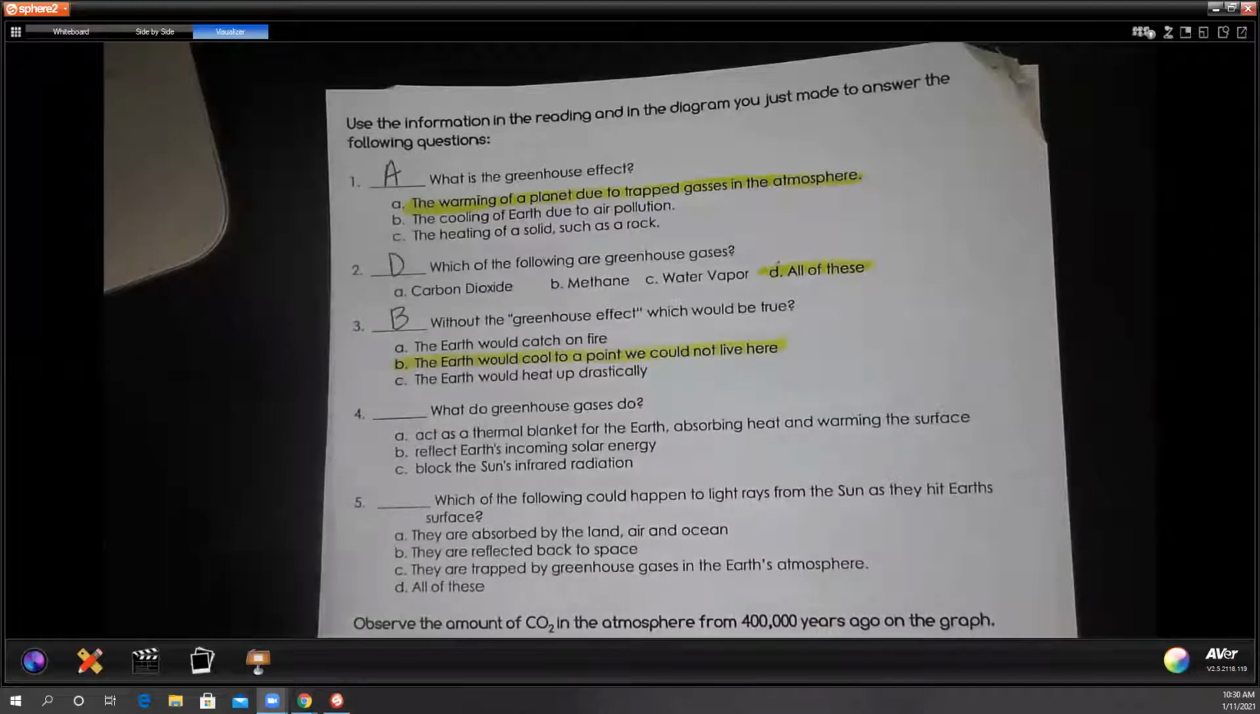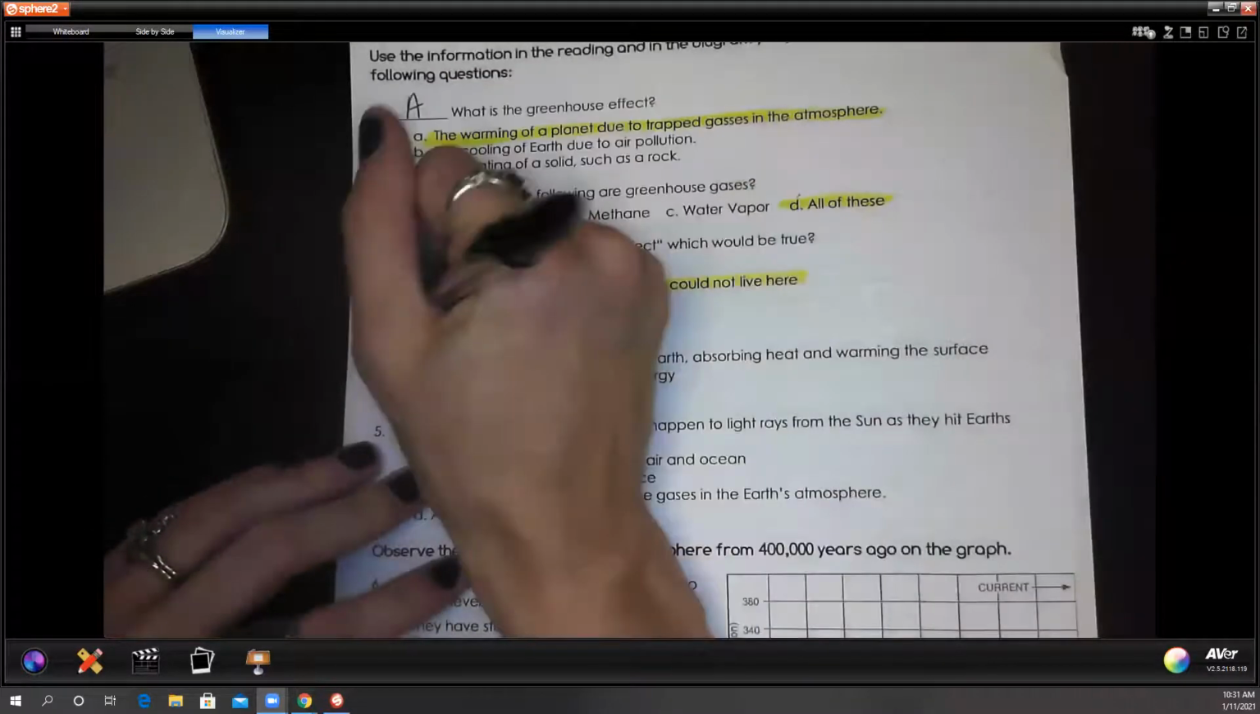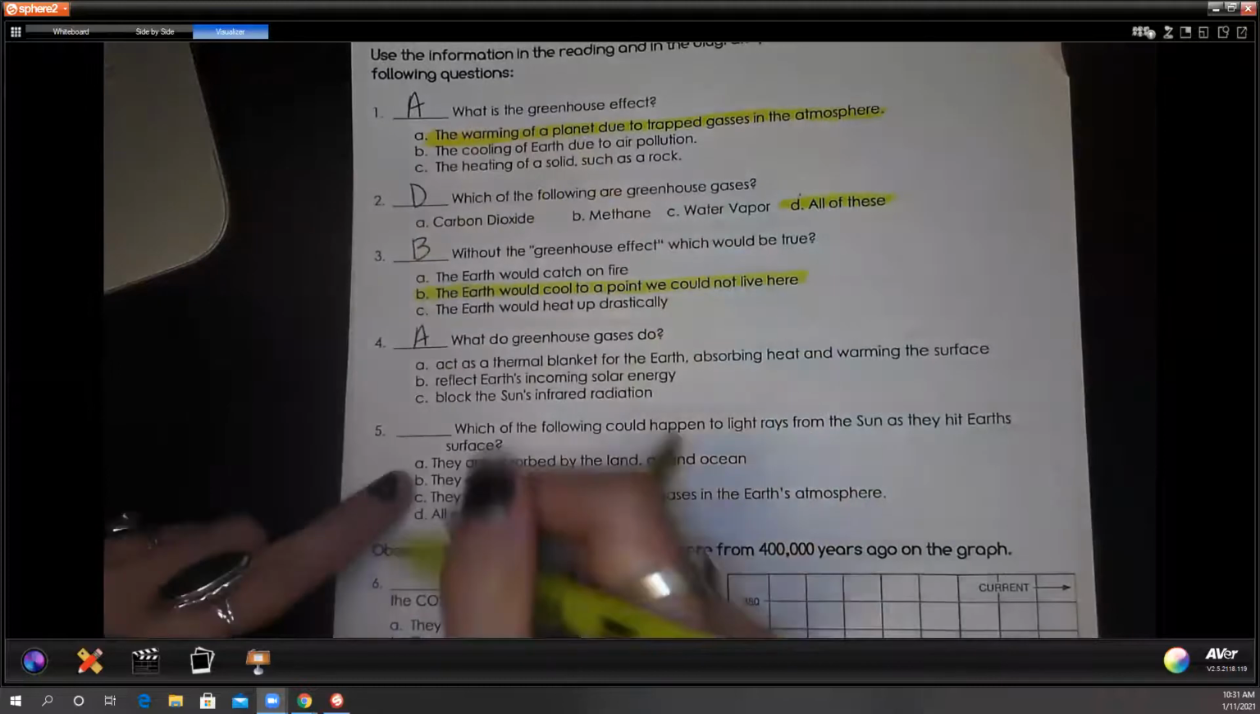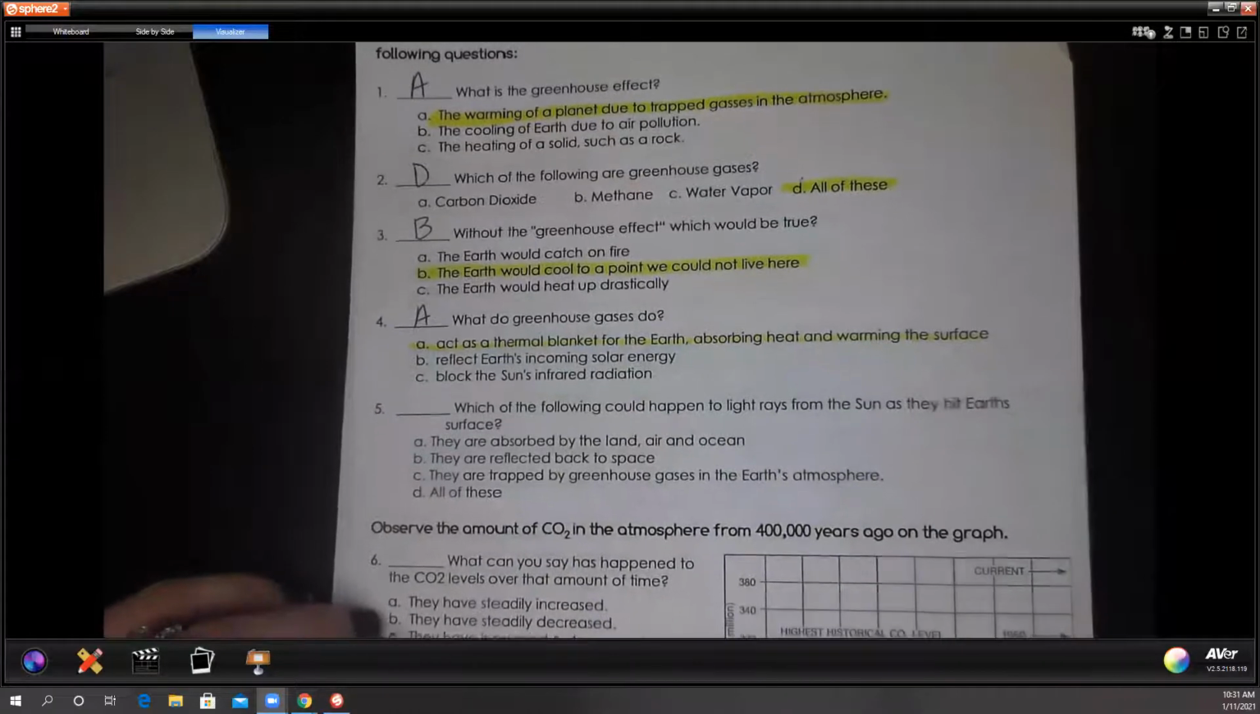So think about that. What do greenhouse gases do? What do greenhouse gases do? I want somebody new. Caroline. A, act as a thermal blanket for the earth, absorbing heat and warming the surface. Perfect. Perfect. All right.